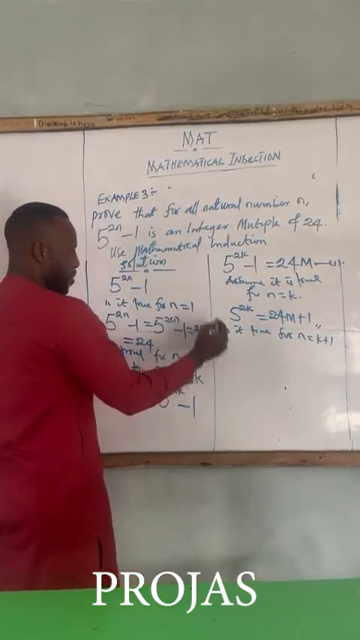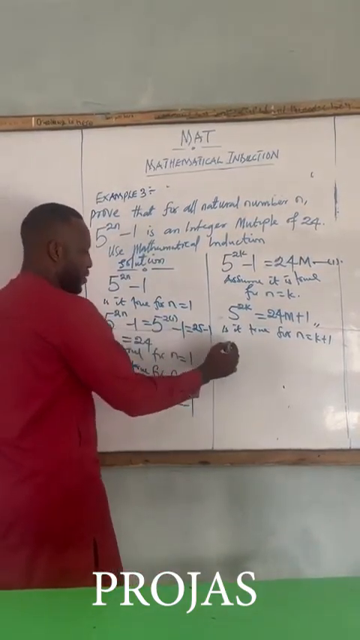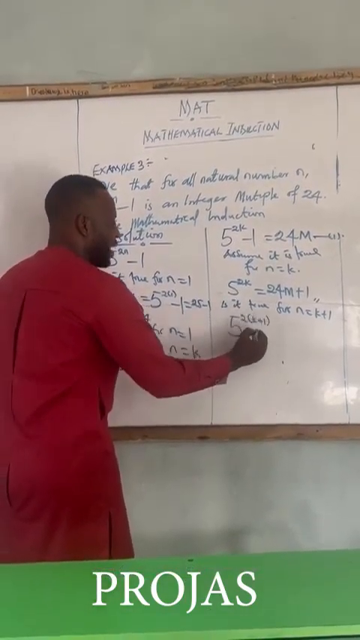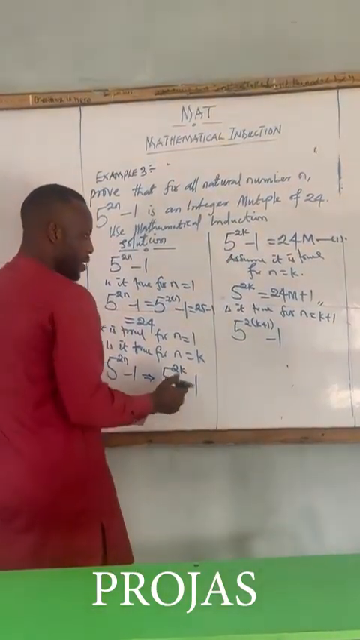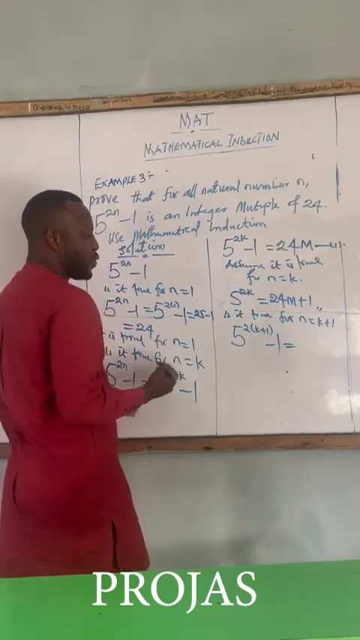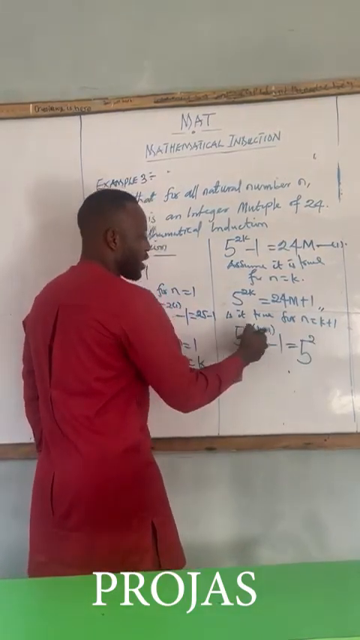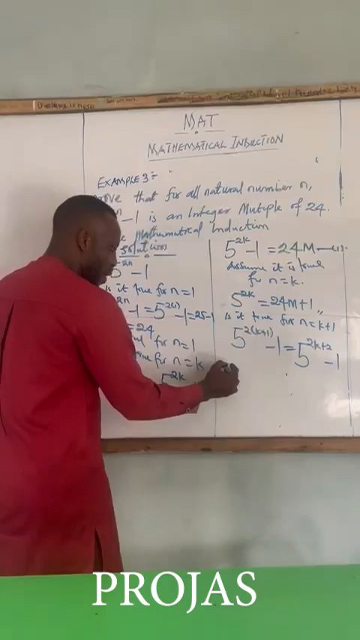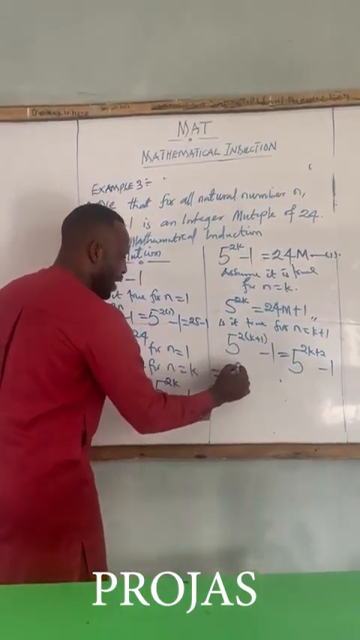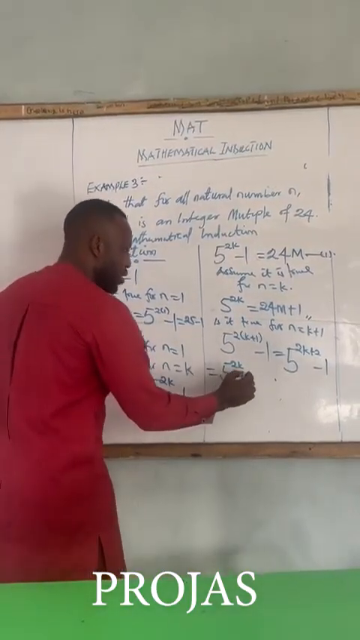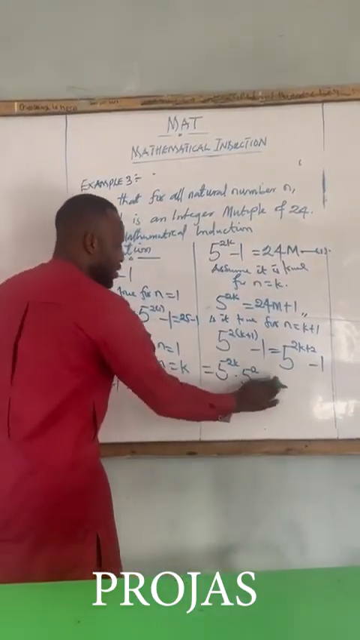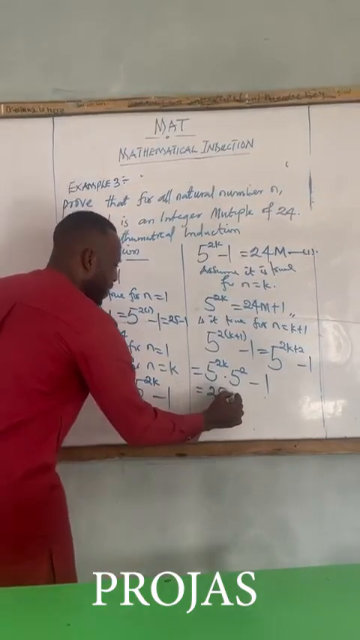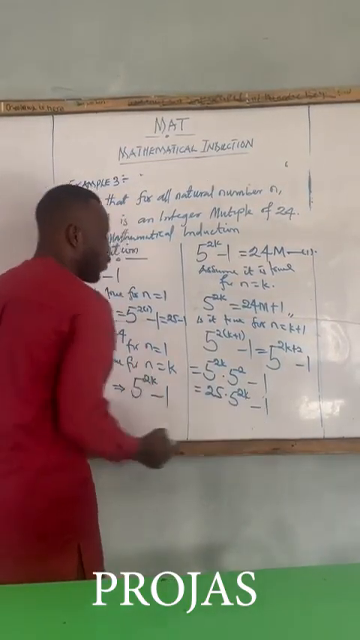We are going to have our mathematical statement to be 5 raised to power, wherever I have n, it becomes k plus 1. 2 into k plus 1 minus 1. Then we multiply with 2. That will be 5 raised to power 2 times k, 2k, 2 times 1 is 2. Then minus 1. So we apply indices here. Here will be 5 raised to power 2k times 5 raised to power 2, that is by indices, minus 1. And this is 25 multiplied by 5 raised to power 2k, minus 1.